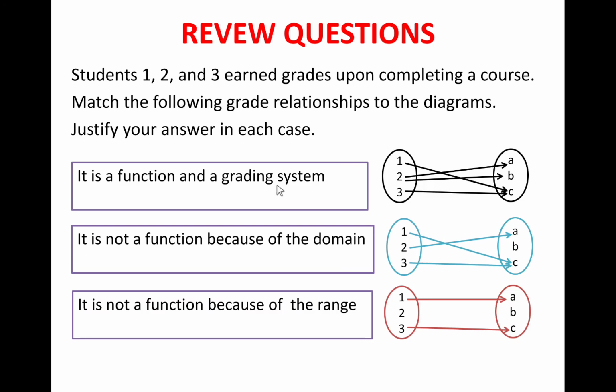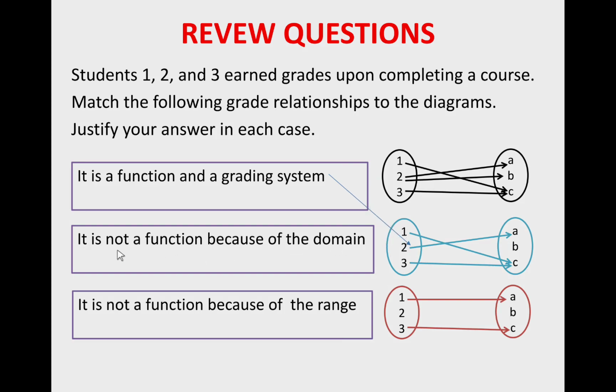Let's take a look at matching the first relationship with the second model. The second model, 1, 2, 3, all covered, all mapped, and none of the domain elements is mapped to more than 1 range element. So this is indeed a function. So at least we identify this one as a function.